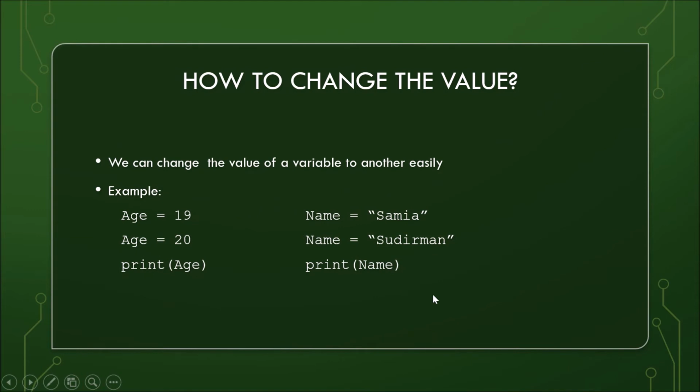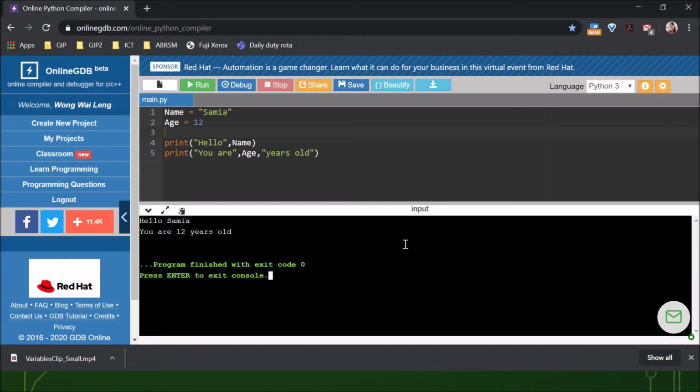Now, what happens if you want to change the value? In this example here, we're going to change Samia's age to 20, and we're going to change the name Samia to Sudirman. So, enter a new line. You don't have to skip lines. It's just I added it out of habit to make it look neat and tidy. So I'm going to have a new name. Sorry, not a new name, but the variable is still the same.